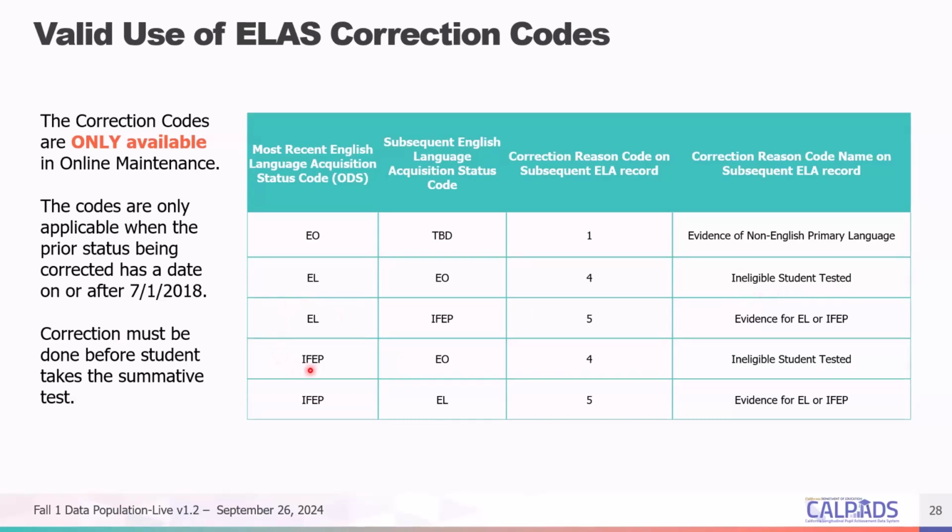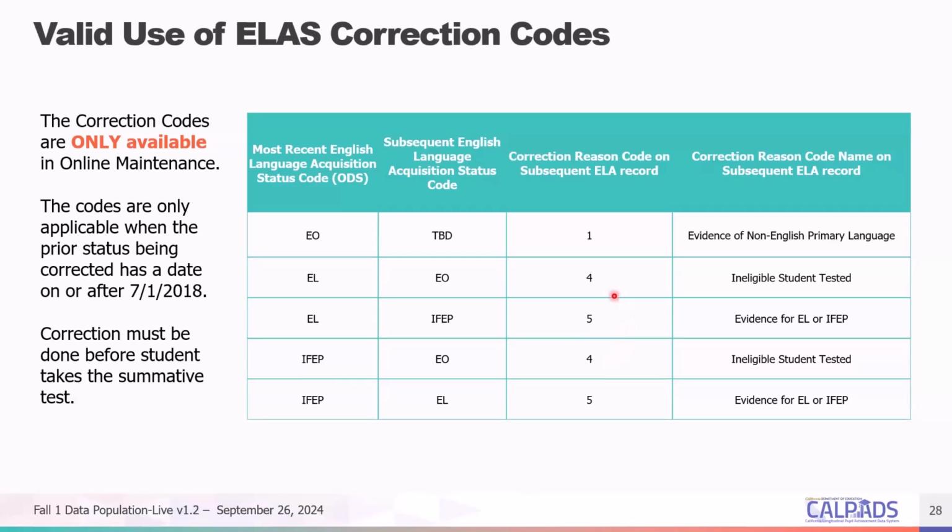EL and IFEP are both the results of initial LPAC testing. And the EO status is the result of the home language survey, and EO students are not eligible to take the initial LPAC. So if the student has taken the initial LPAC and has one of the statuses that indicate the results of that, but it turns out they were ineligible for LPAC testing, we would transition from that code to EO, and we would do so using correction reason code 4.